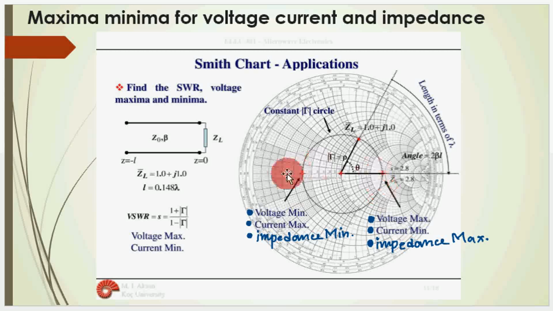And similarly on this side the R value is a fraction, so you can think that on this side the impedance will be minimum and the voltage is minimum, because the impedance is minimum, and so the current is maximum on this side.